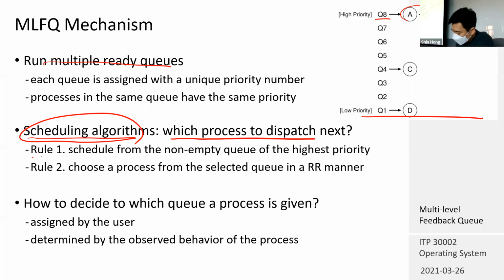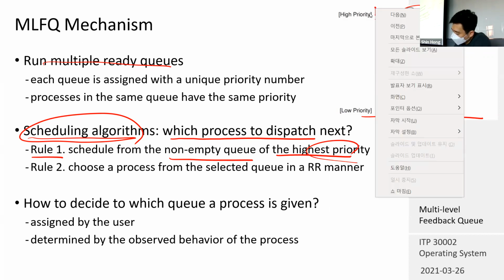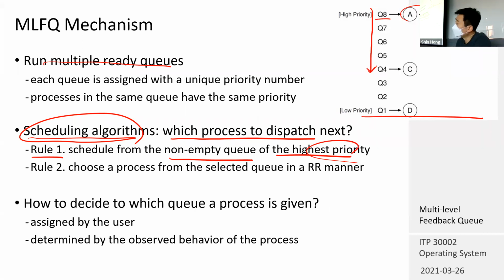So the first rule means schedule from the non-empty queue of the highest priority. So it checks from the very highest priority down to the lower priority and checks whether each queue is empty or not. And if it meets some non-empty queue, then it decides, okay, from this queue I will pick one process. But if that queue has multiple processes, then what?